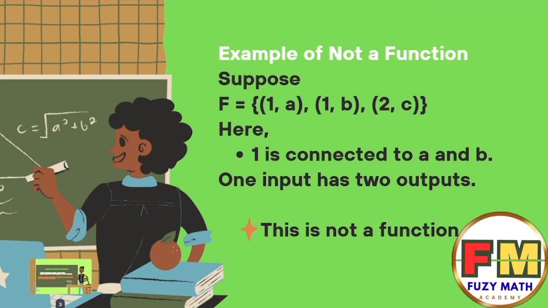Example of not a function. Suppose F equal to {(1,a), (1,b), (2,c)}. Here 1 is connected to a and b. 1 is connected to a, 1 is connected to b. One input has two outputs. This is not a function.